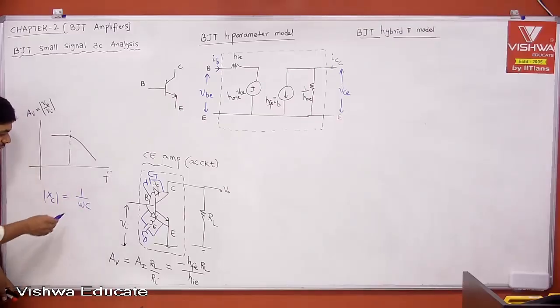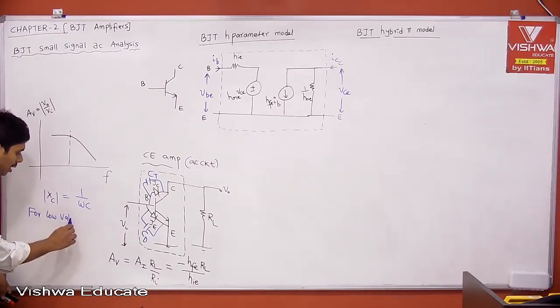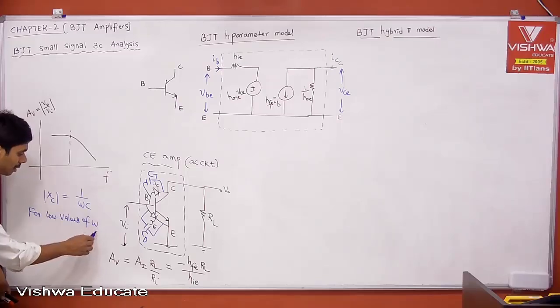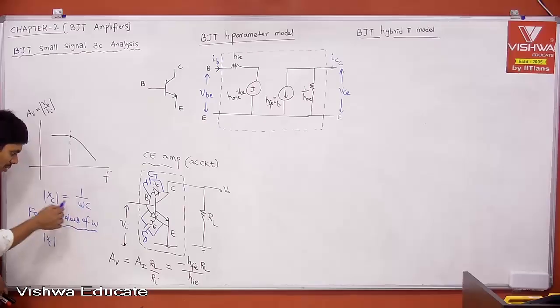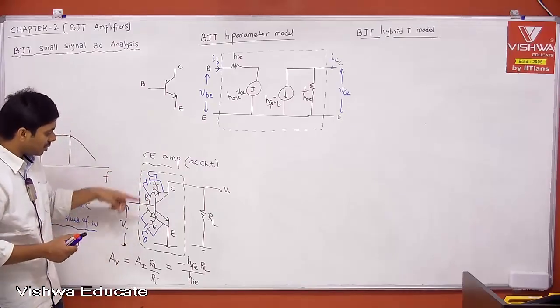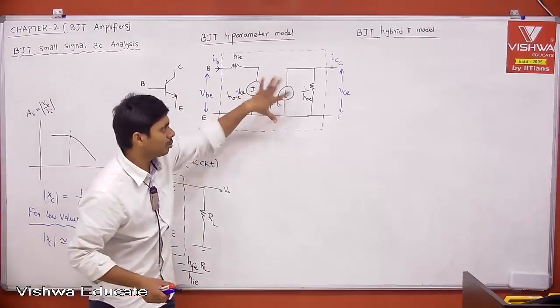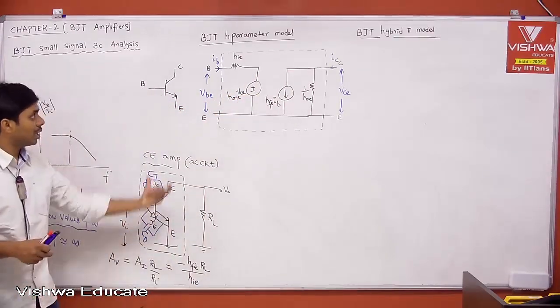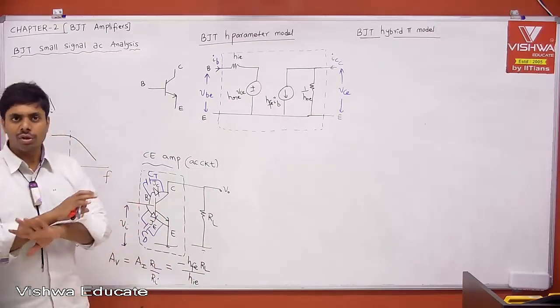C is very small. Then for low values of omega, or mid range of frequencies, tell me what is mod XC? If omega is very small, 1 by very small is very high. Therefore, you can take it as approximately infinity. What does it mean? Open circuit, so there is no effect of capacitance. It is simply the low frequency transistor model, which matches the h parameter model. Therefore, whatever gain we calculated, minus hfe into RL divided by hie, is satisfied. There is no issue at all.